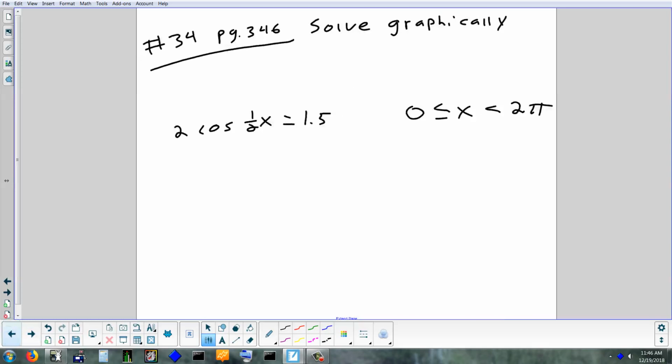Because usually if you include one edge of the window, 0's right on the edge, you don't include the other edge, because that's a repeat. The left edge is the same as the right edge in the next cycle.